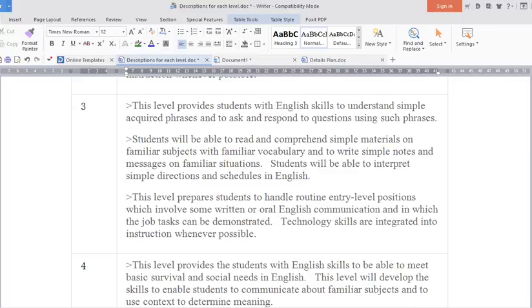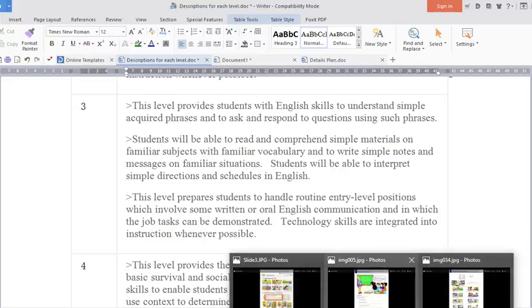This level prepares students to handle routine entry-level positions which involve some written or oral English communication and in which the job task can be demonstrated. Technology skills are integrated into instruction whenever possible. So I will give you an example again.